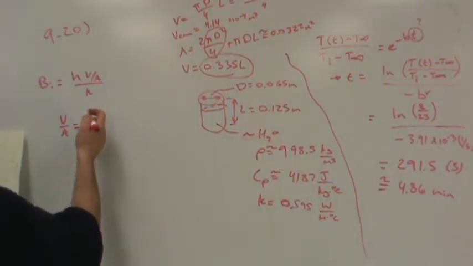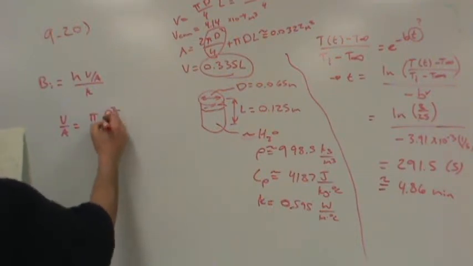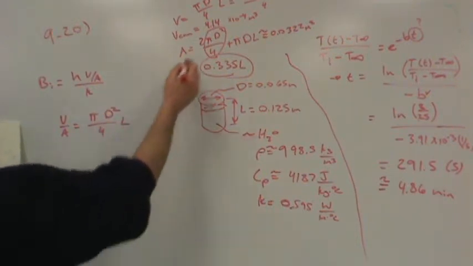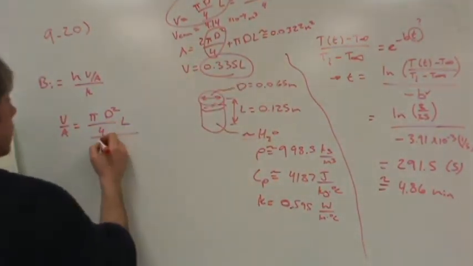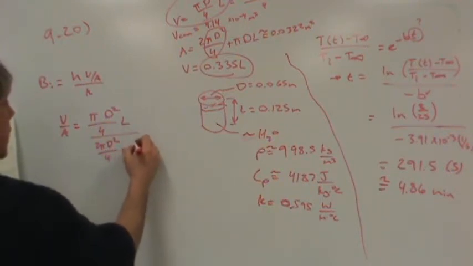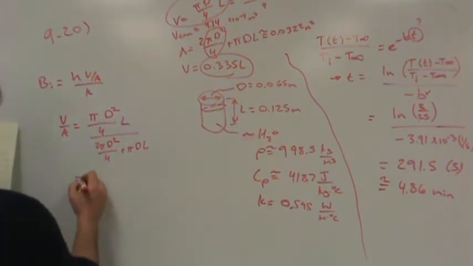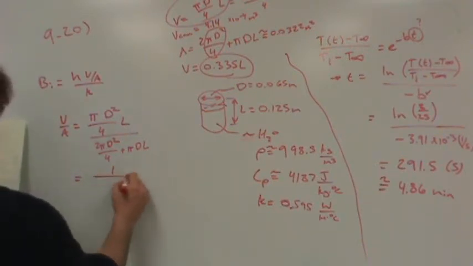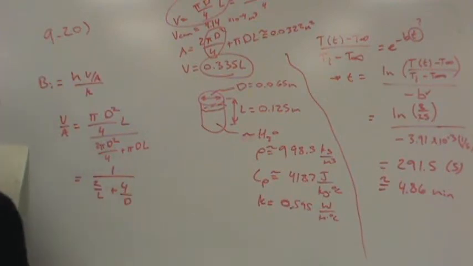You could plug in the numbers, but let's go through the math. V is pi d squared over 4 times L, right, from here. And then A is 2 pi d squared over 4 plus pi d L. Now you can go through a whole lot of manipulation in algebra, and here's what you'll come up with. It's actually pretty interesting to do this. You'll come up with 1 over (2 over L plus 4 over D) in its simplest form.